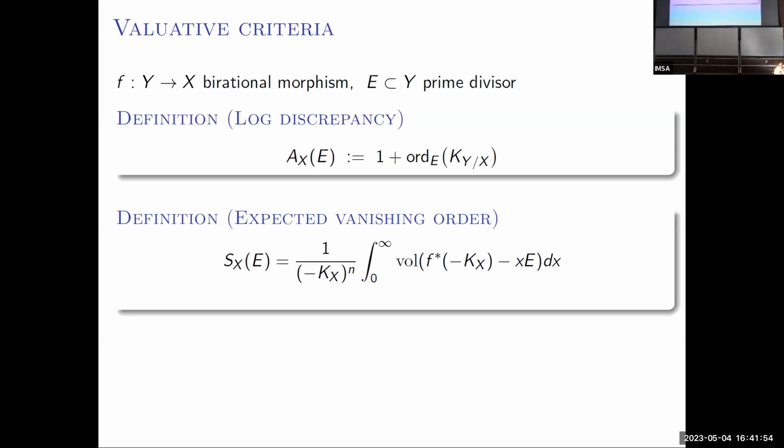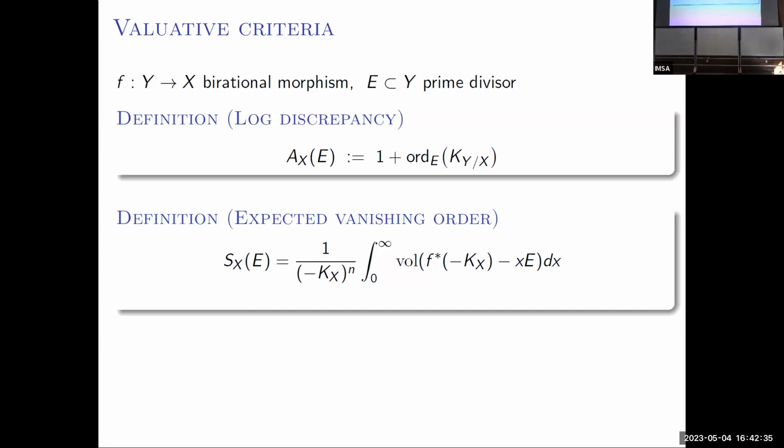We have to compute this integral. Here we take the pullback of the anticanonical class, and we subtract some multiple of the divisor E. And we take the volume of this divisor. This volume measures the rate of growth of sections when I take multiples of this line bundle. So I compute this volume, and then I integrate it from 0 to infinity and then normalize it. And so this is the expected vanishing order.